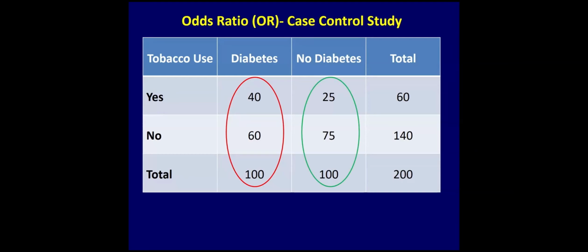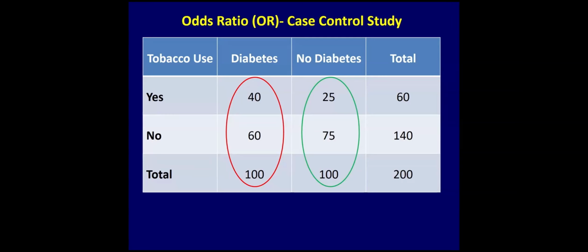What percentage were exposed to tobacco among those who are diabetic? 40%. What percentage among those who are non-diabetic? It is 25%. But I'll not calculate the percentage here. I'll calculate something called odds. Odds is a ratio. What I'll calculate is the odds of exposure, that is, the odds of using tobacco among those who have diabetes.